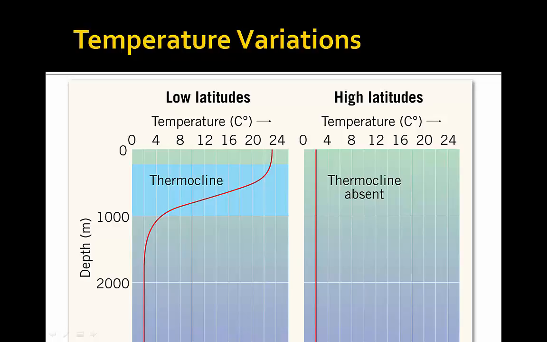From a depth of about 300 to about 1,000 feet, there is a relatively sudden change in temperature called the thermocline. This zone serves as a barrier to many organisms that cannot tolerate such a temperature change, either moving up or moving down. Below the thermocline and at any depth in the high latitudes, the water temperature is just a few degrees above freezing.